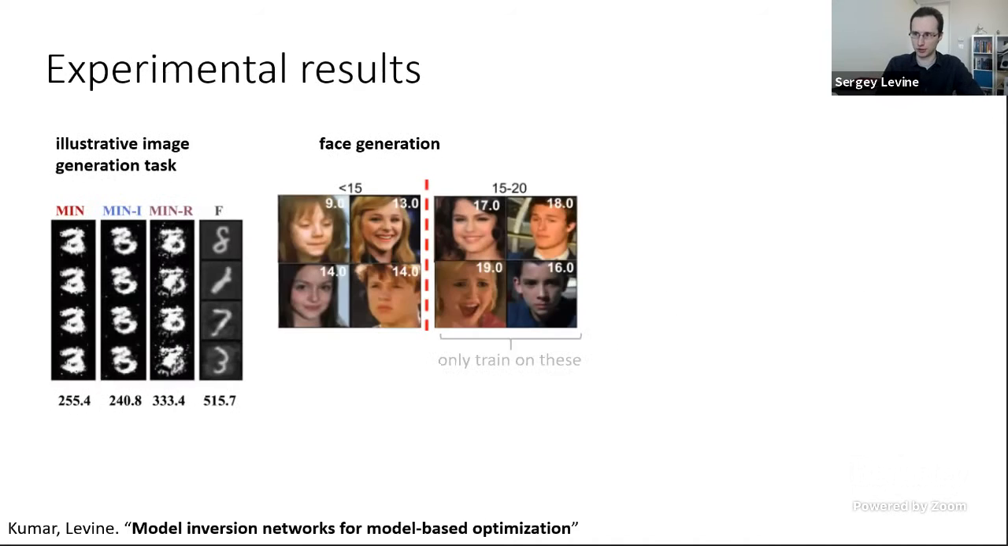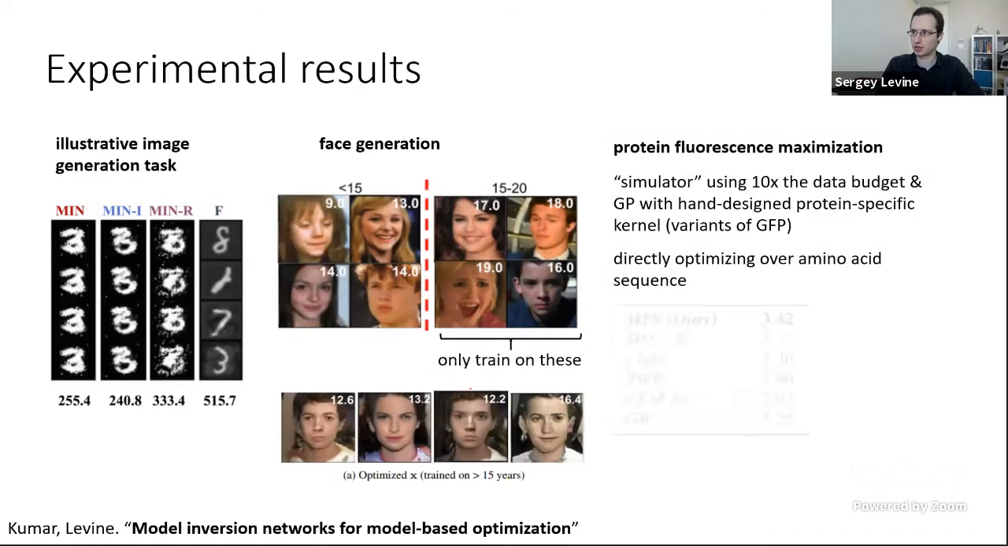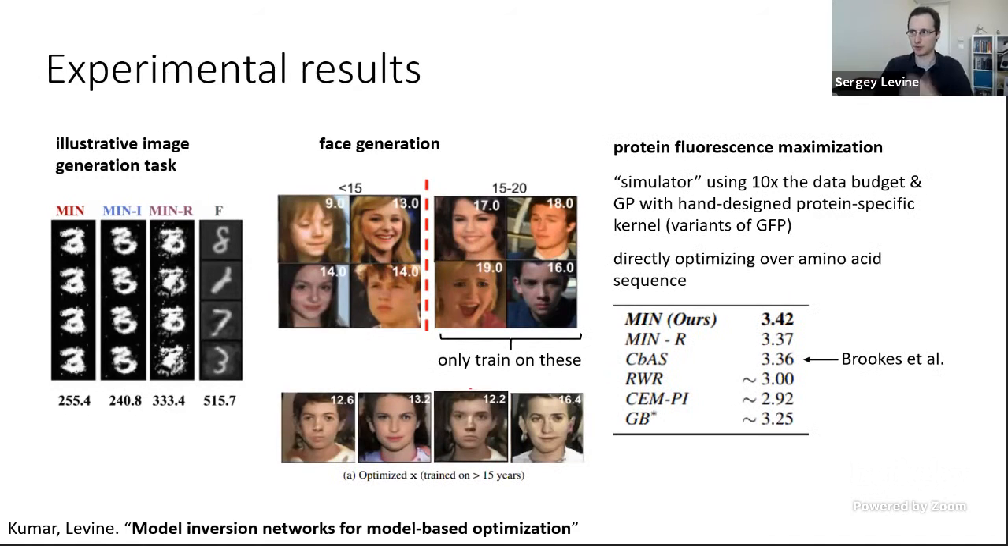I'll go pretty quickly through experimental results since I don't have very much time, but we applied this to a protein design task borrowed from a paper by Brooks et al., where this works pretty well. It can also generate faces. In the face generation experiment, the goal is to generate the youngest face. So you've only seen faces that are older than 15 years of age, and it's trying to generate the youngest face. The faces look a little messed up, but in subjective human studies, humans do rate these as being younger than the youngest face in the data set.